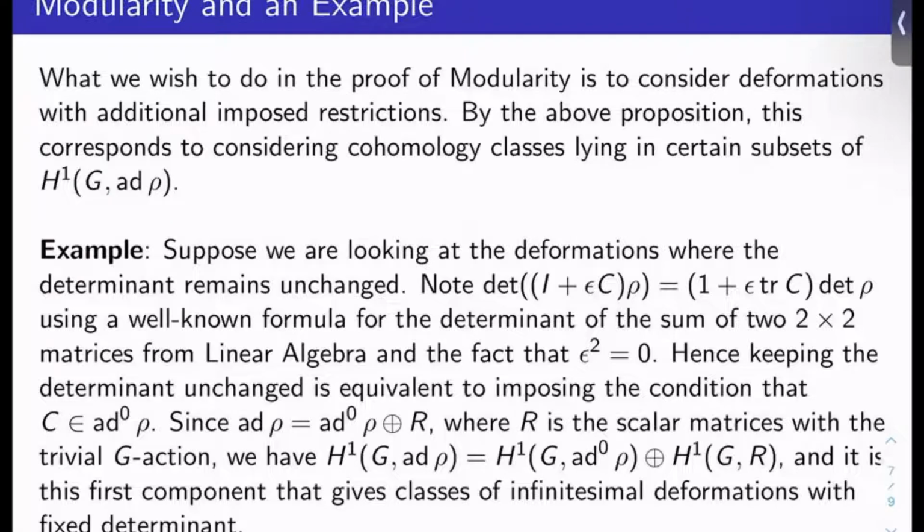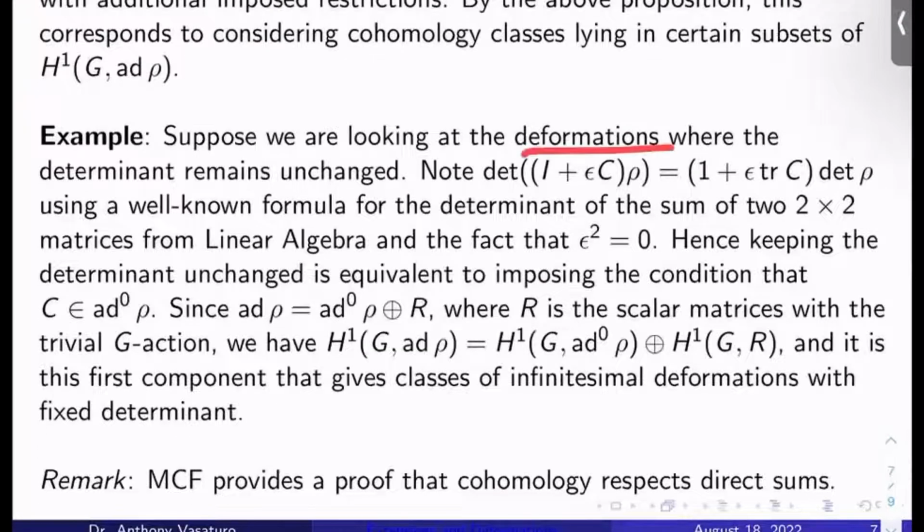Okay. So for example, let's suppose I want to look at deformations where the determinant remains unchanged. In other words, I want to compare det rho to det of (1 plus epsilon C) rho for some matrix C. Well, if you use a well-known formula for the determinant of the sum of two 2x2 matrices and the fact that epsilon squared is 0, you can calculate as an easy exercise that det of (I plus epsilon C) rho is nothing but 1 plus epsilon trace of C, times det rho.